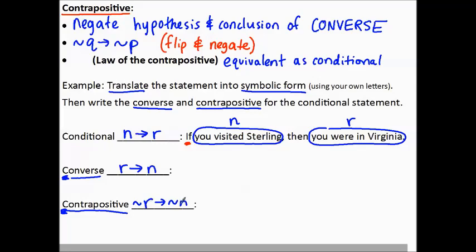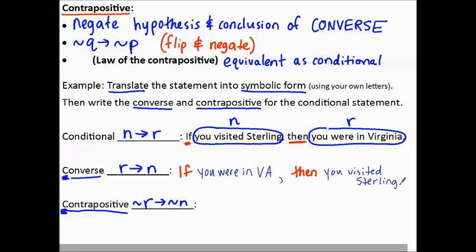So let's write the converse. Remember the if and the then stay in those places. If, then, but the words get changed around. R was what we ended with. You were in Virginia. So if you were in Virginia, then, now I use the N, you visited Sterling.